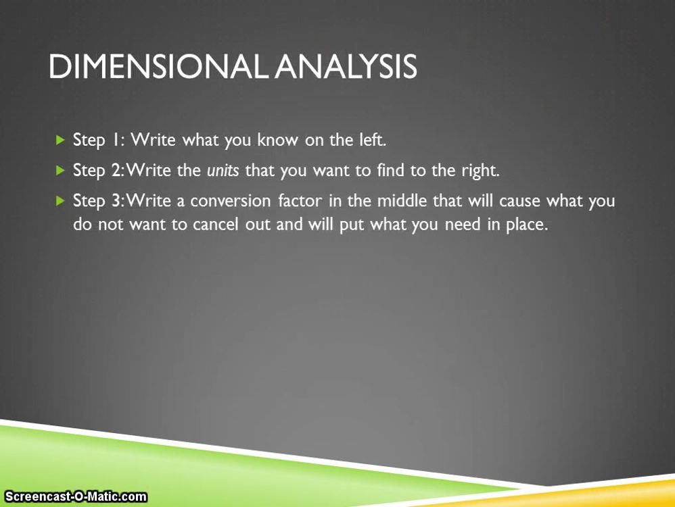Dimensional analysis, or the factor label method, really only consists of 3 main steps. You would write what you know on the left, and then leave yourself a ton of space before step 2, and then write the units that you're looking for. We can only write the units because we don't know the answer yet, so we're going to write the units of what we want to find on the right. And then step 3, we're going to write in a conversion factor in the middle that causes what we don't want, what's showing up on the left here, to cancel out, and we'll put what we want in place. So we'll end up with the units that we've written on the right. Sometimes this requires more than one conversion factor, so we're going to go through a couple of examples here.